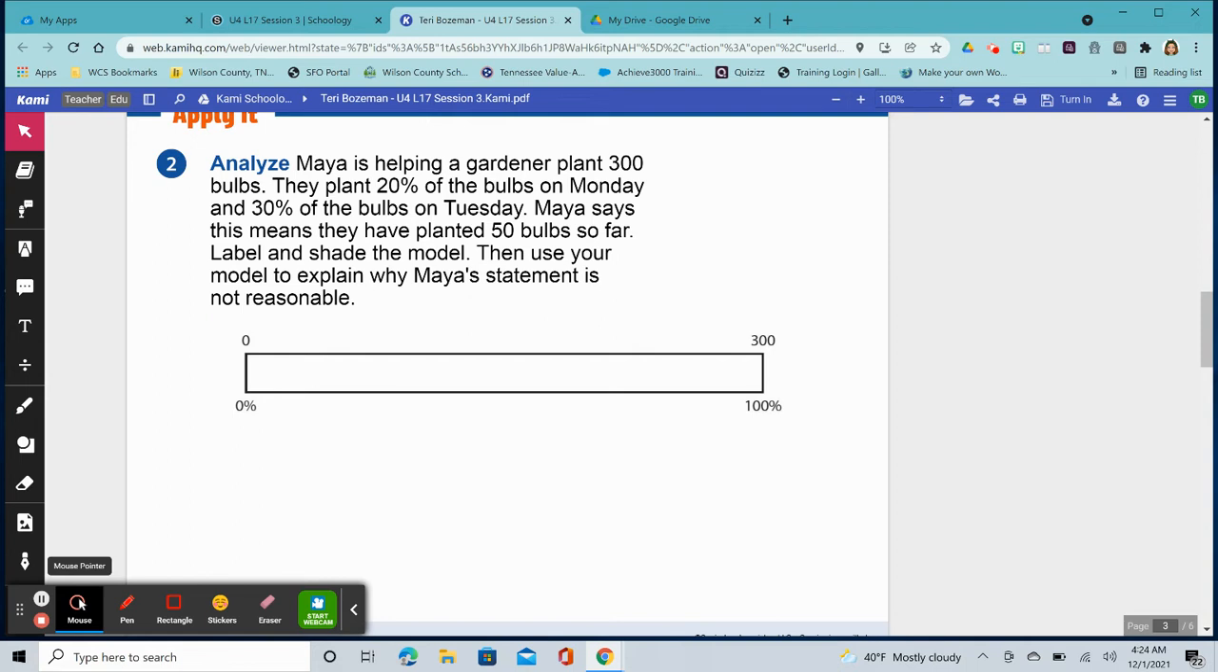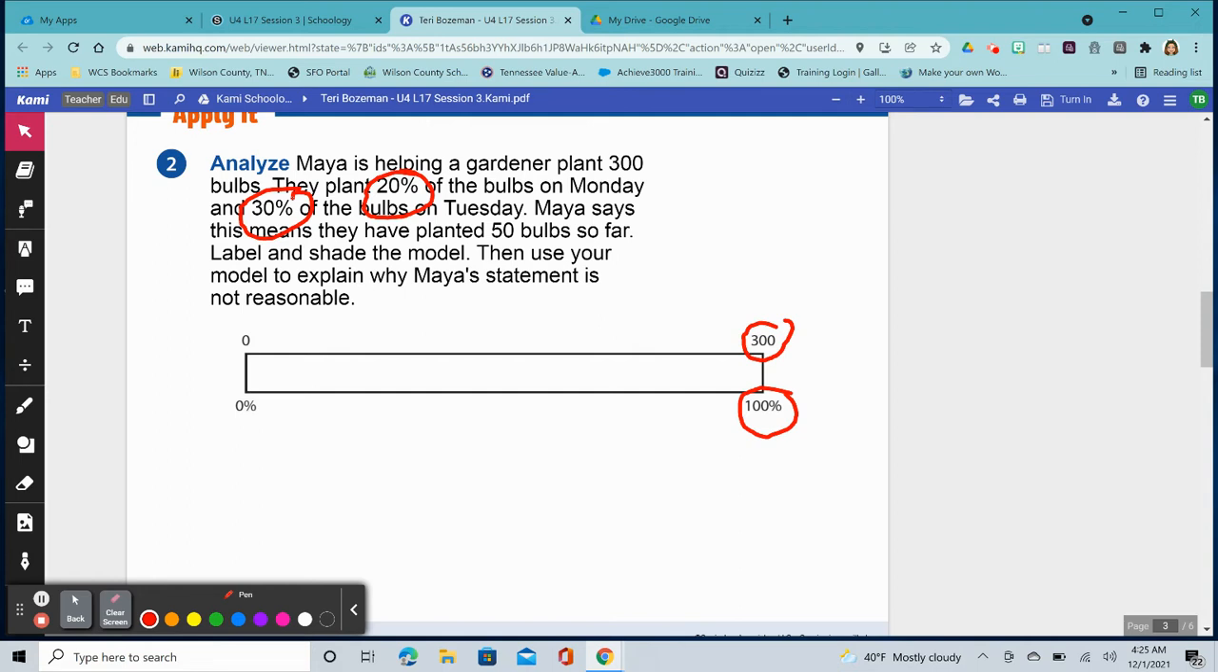So they have a model. Let's take a look at what this model means. Okay, so she's helping a gardener. If they plant 300 bulbs, they've reached 100% of the bulbs that they need to plant, right? So I would go ahead and figure out, okay, so 20% plus 30%, right? Because that's how much they've done so far. They plant 20% on Monday, 30% on Tuesday. So 20 and 30 is 50, right?